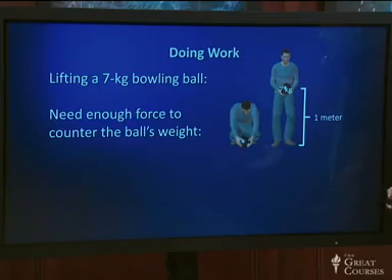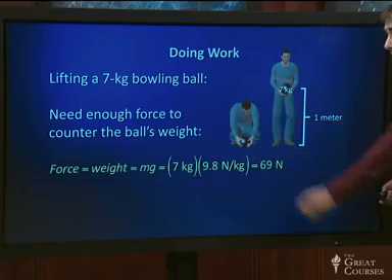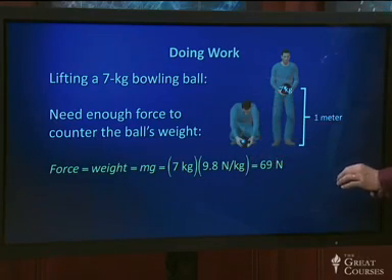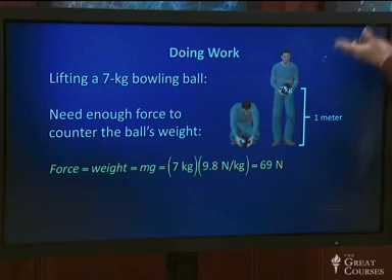If we lift it with constant speed, the net force on it is 0 because it's not accelerating. F equals ma. A is 0. F net must be 0. We need enough force to counter the ball's weight and no more. Well, the ball's weight is mg, so the force we need is mg, 7 kilograms, times 9.8 newtons per kilogram, that other way of expressing the gravitational acceleration. That's 69 newtons.